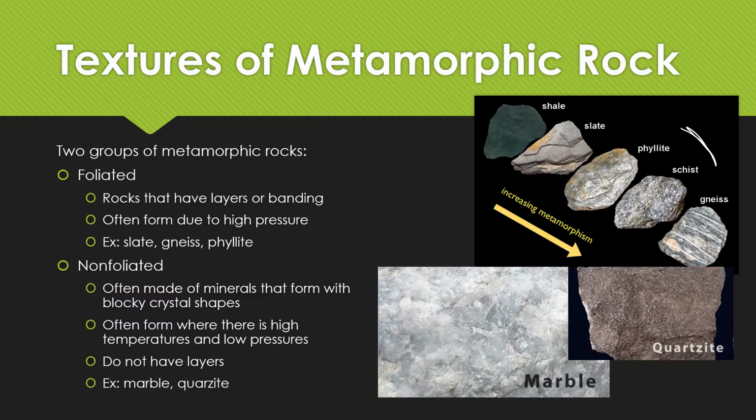Then you can have non-foliated metamorphic rocks. These are ones that are made of minerals that form because they have blocky or crystal shapes. And they're in areas where there's high temperatures and low pressures. So usually when there's high temperatures, you'll have some type of melting or something like that going on. So you're not going to have those discrete layers.